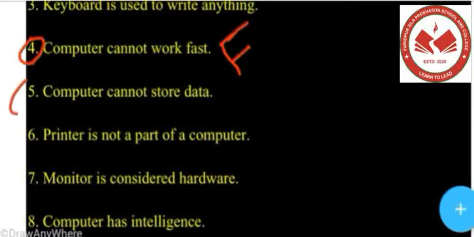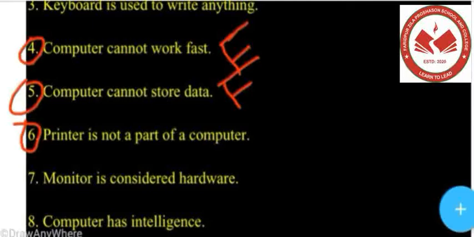In question number 5, we can read computer cannot store data. It's also a false statement, so we can write here F, because we know that computer can store data. It can also retrieve data, it can process data because computer is a machine and it can store a huge amount of data. So it is a false statement because computer can store data. In question number 6, we can read printer is not a part of computer.